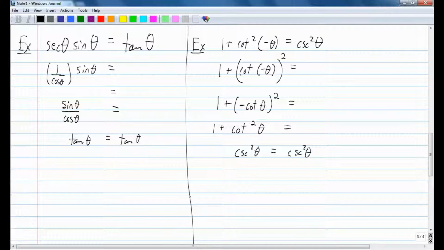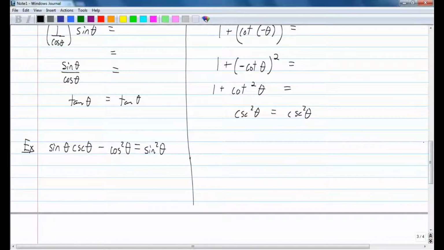Let's look at another example. Let's say that I had sine of theta times cosecant of theta minus cosine squared of theta equals sine squared of theta. So I see sine squared and I see cosine squared. That may be a hint that somehow I can use a Pythagorean identity. It doesn't mean that I have to. It means that there's a possibility. I also see a product. So let's first look at the product.